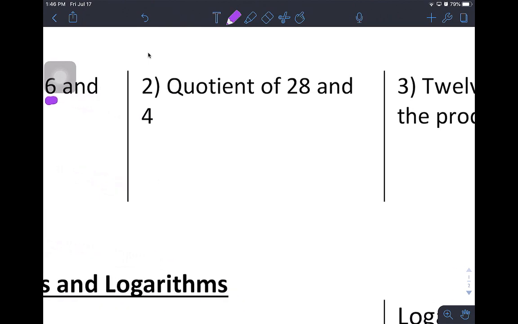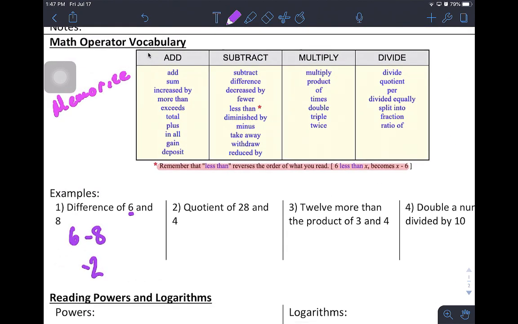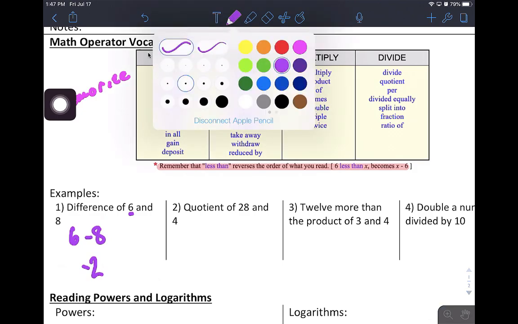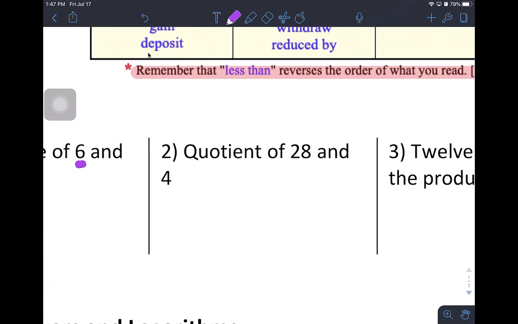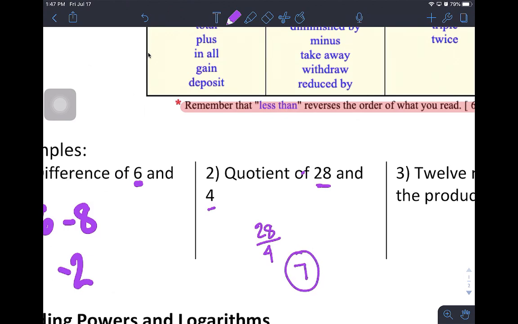Next one, quotient of 28 and 4. If you don't remember, we take a look at our list, see if we can find where quotient is. Quotient is to divide. So again, we read left to right, that's going to go first. So 28 divide 4. That first number is going to be what's on top, or the dividend. So 28 divided by 4 is 7. That's going to be our answer here.